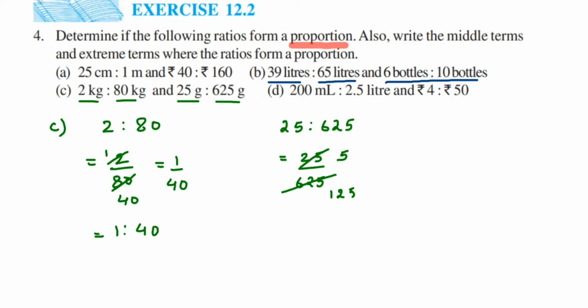Now we got 5 and 125. We can cancel this further. 5 ones are 5, and 5 25s is 125. So here we got 1 by 25. When you convert this back into a ratio, this will become 1 is to 25. So you can see that in one we got 1 is to 40, in the second one we got 1 is to 25, which means they are not in proportion. So here they are not in proportion.